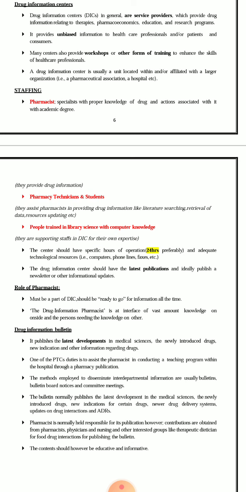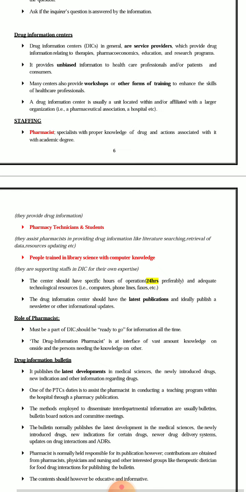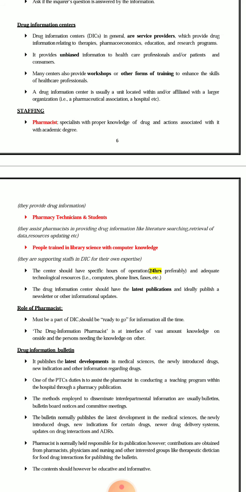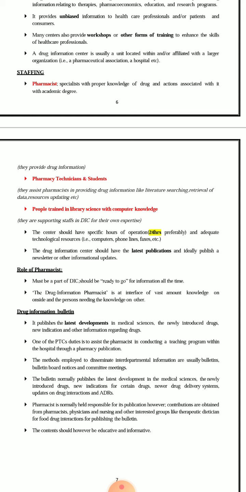In a drug information center, the most important thing is the staffing. In the staff, the pharmacist is important: a specialist with proper knowledge of drugs and the actions associated with them, with an academic degree, who provides the drug information. Pharmacy technicians and students assist the pharmacists in providing information, such as literature searching, retrieval of data, and updating resources.